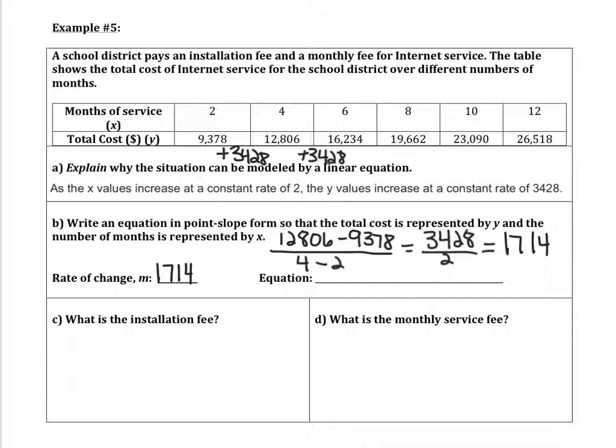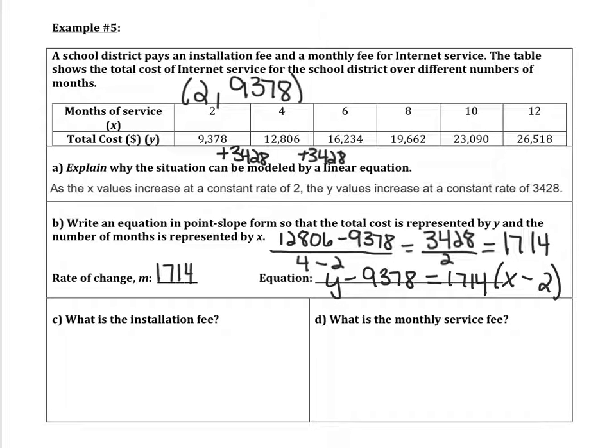1,714. Remember, our problem asked us to write the equation in point-slope form. So I have my slope now. Now I just need to pick a point, and it doesn't matter which point I choose. Let's just use the smallest one. So remember, that's an ordered pair of (2, 9,378). So in my point-slope form, I'm going to take y minus that y coordinate of 9,378 equals 1,714, which is the m, times x minus the x coordinate of the point, which was 2. And that would be my final answer for the equation.